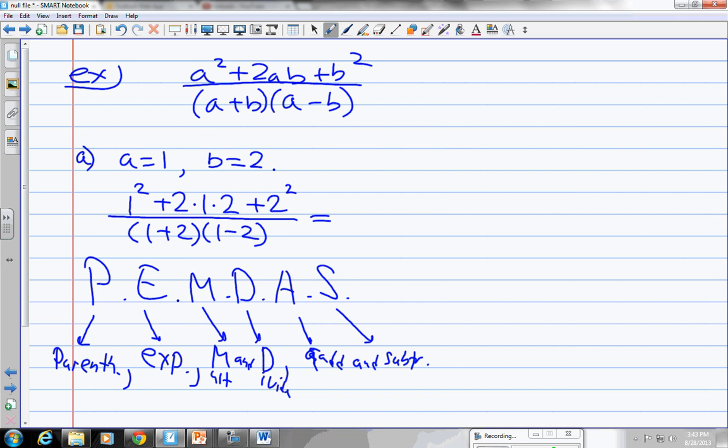Anywho, let's compute that. In the numerator we have to do exponents. So 1 plus, in the middle we do the product. What is that? Well, 2 plus 2 times 2, 4, plus 2 squared, 4. Over, we'll do parentheses.